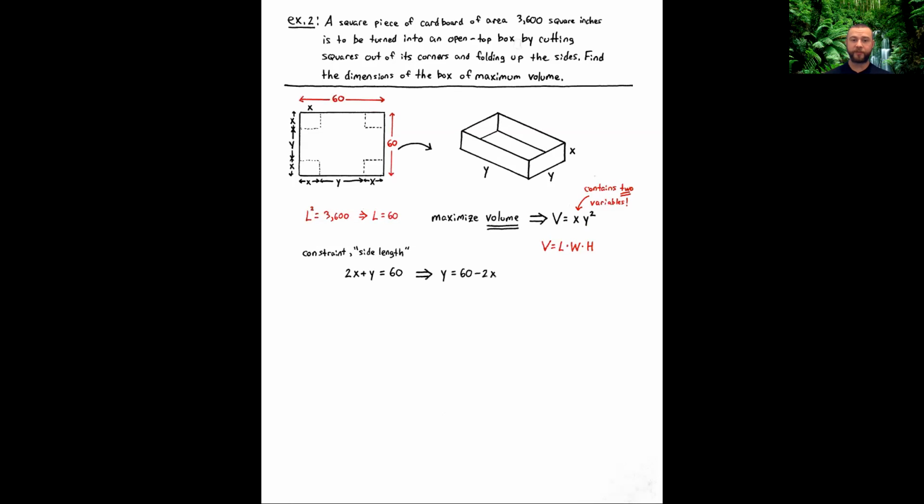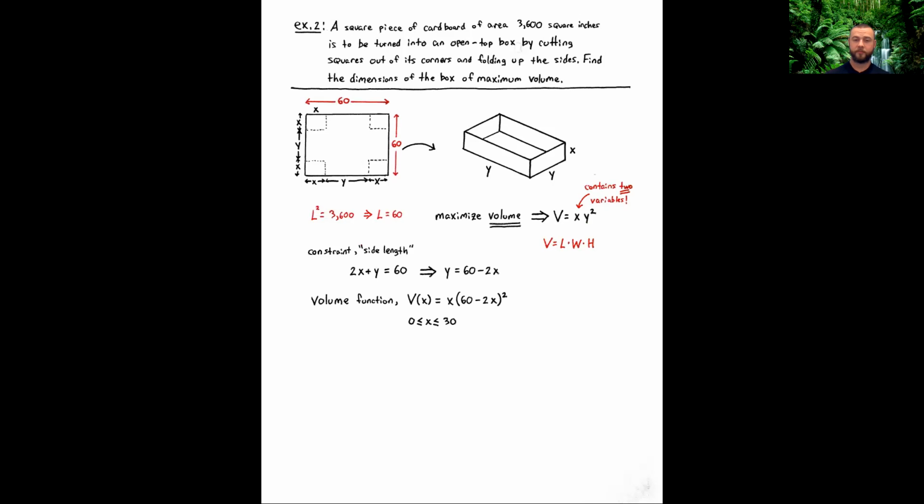All right, now again, we can solve that for y. This is pretty simple, just subtract 2x. So we find y equals 60 minus 2x. We can again plug that back into our formula for the volume to reduce it from two variables down to a single variable. So if we go to our volume formula, V equals x times y squared, plug in y as 60 minus 2x.